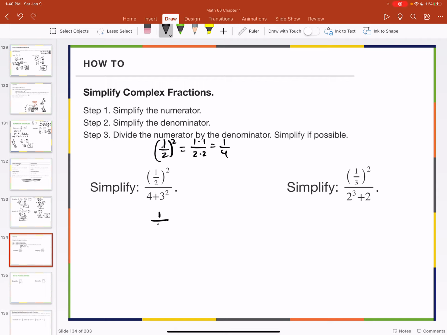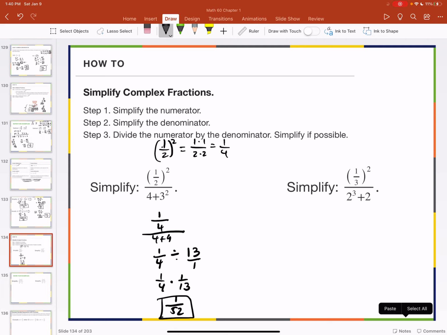So we would get 1/4 divided by 4 plus 3 squared. 3 squared is 9, 4 plus 9. So this is actually 1/4 and then divided by 13, okay? Well, 13 over 1. So that's 1/4 times 1 over 13, the reciprocal. So that's just 1 over 52. Okay, let's go ahead and do this.